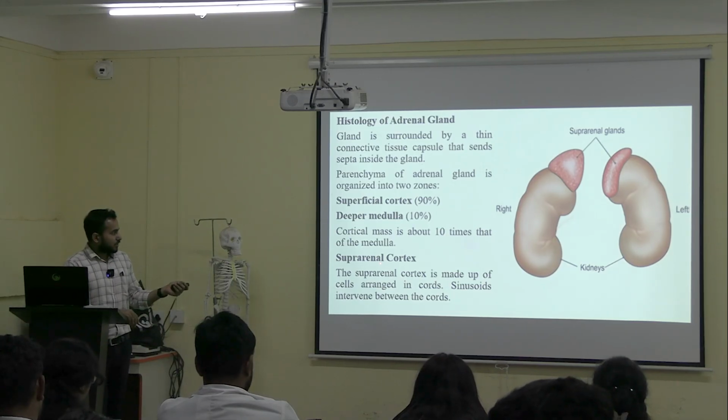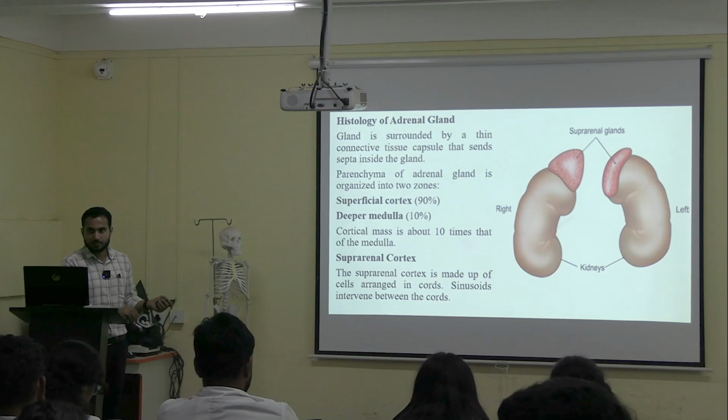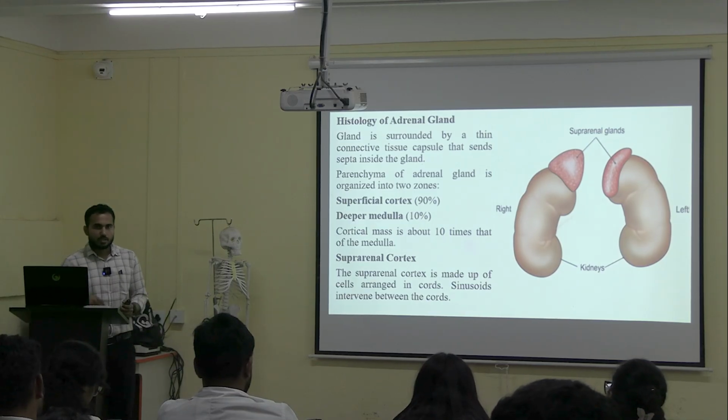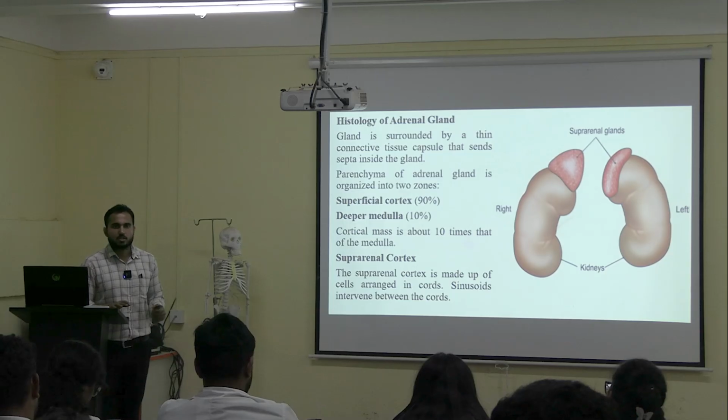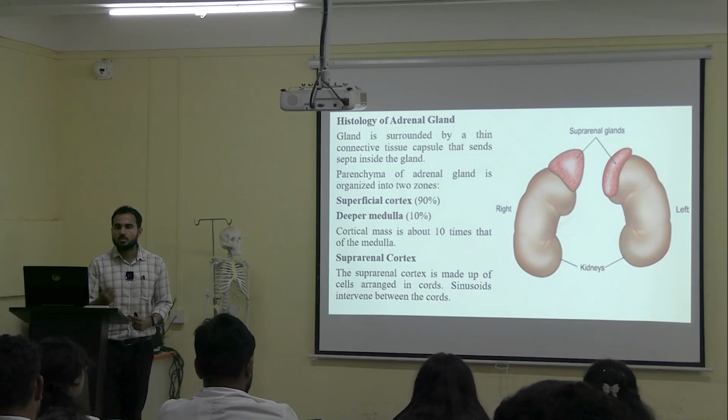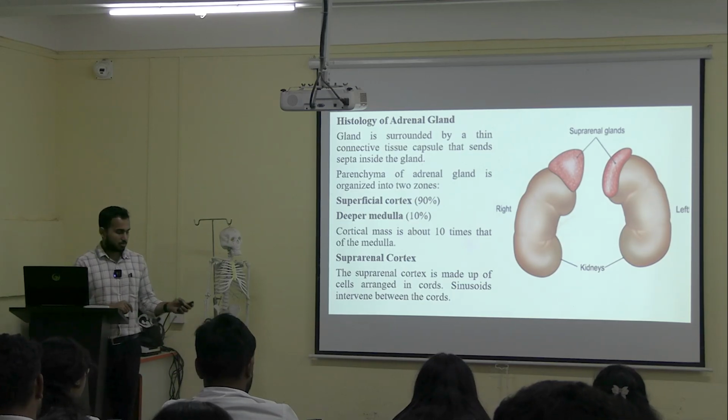In the suprarenal cortex, the cells are arranged in the form of cords, and sinusoids are also present in between the cords. In between the cords of cells, sinusoids are present. Here ducts are absent because the entire gland is producing hormones. So those hormones will go to the sinusoids.